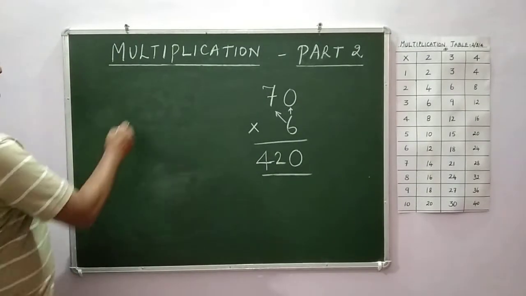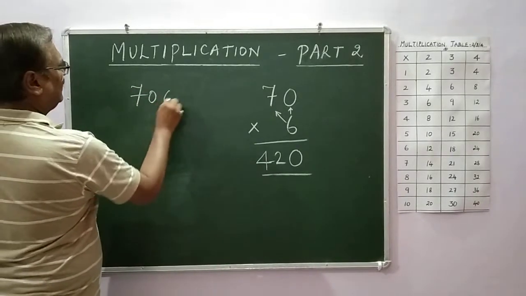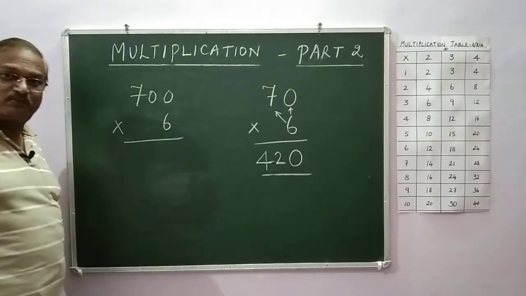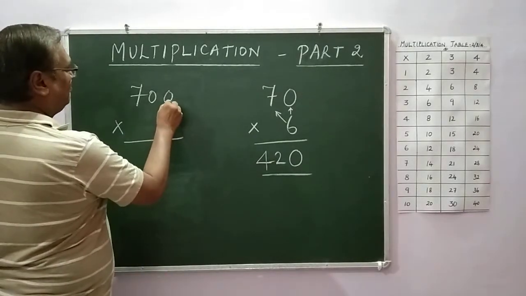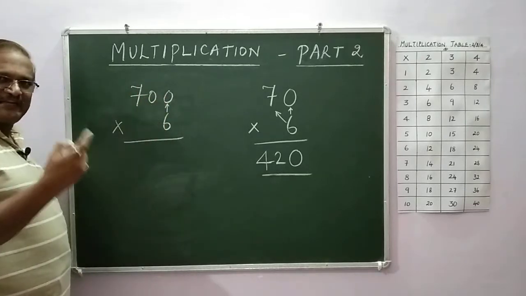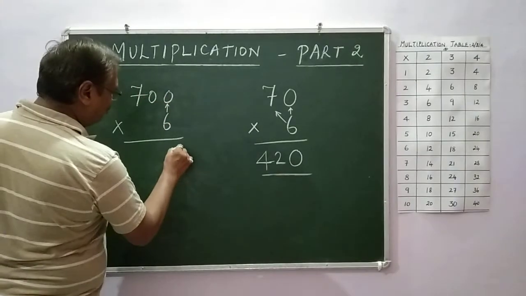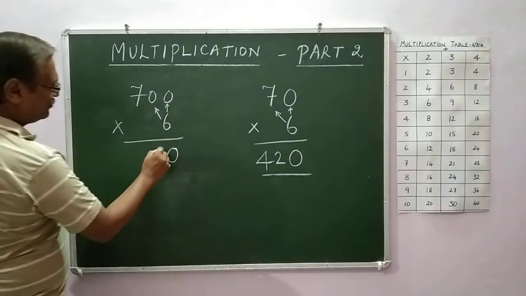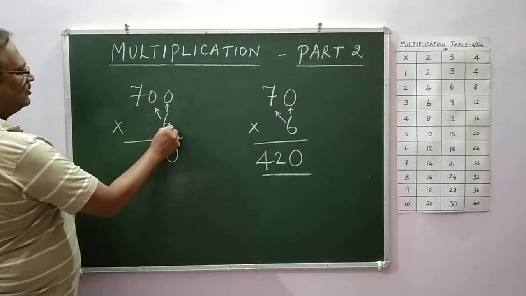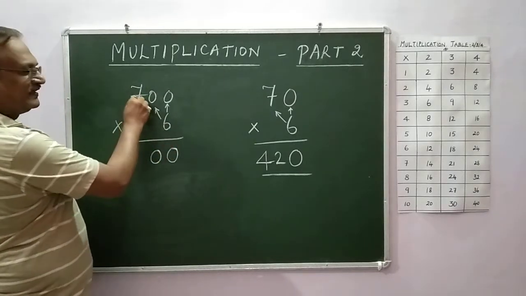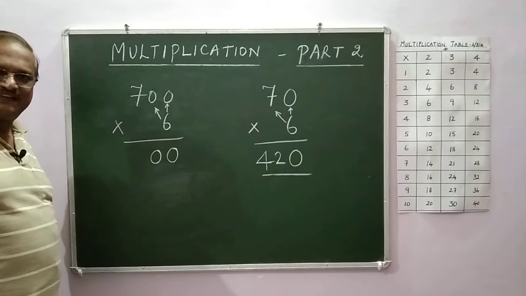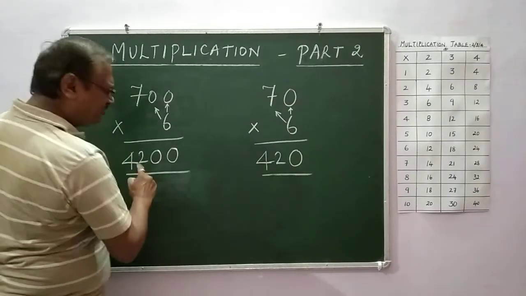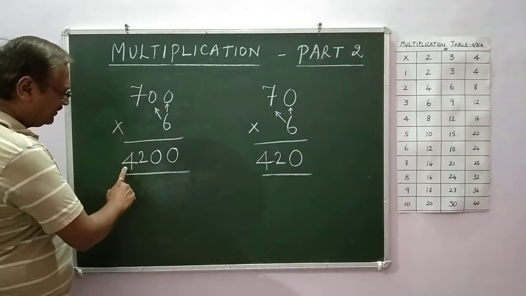You see, 700 multiplied by 6. In this problem, see, 6 multiplied by 0. Anything multiplied by 0 is 0. This 6 multiplied by 0, again 0. Now 6 multiplied by 7. 6 6s are 36. 6 7s are 42. What is this? 4200.